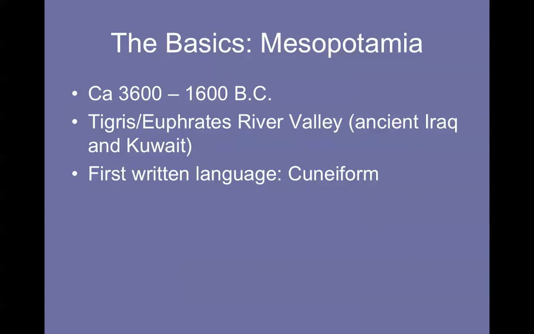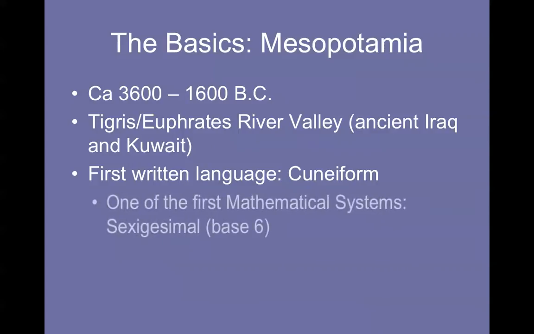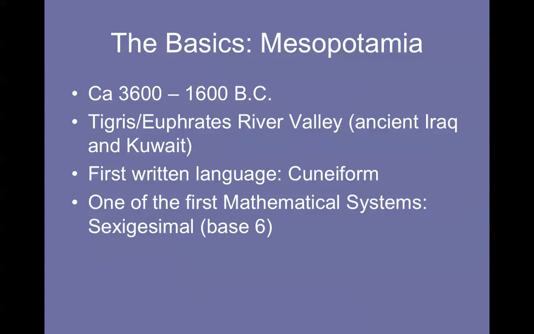They have the first written language. If you've taken a look at that presentation on the history of the alphabet, you know that cuneiform is one of the earliest languages, if not the earliest language in the history of humankind. They crafted one of the first mathematical systems. Perhaps not the absolute first, we're not for sure, but we know that the Mesopotamians had a systematic approach to mathematics and they used a base 6 approach, often called the sexagesimal approach, so base 6.